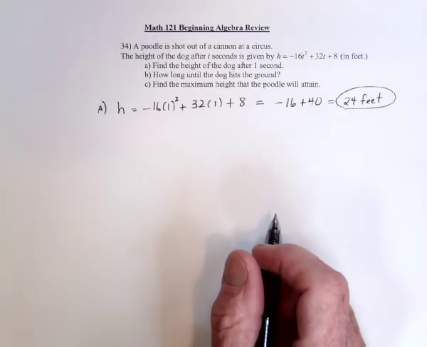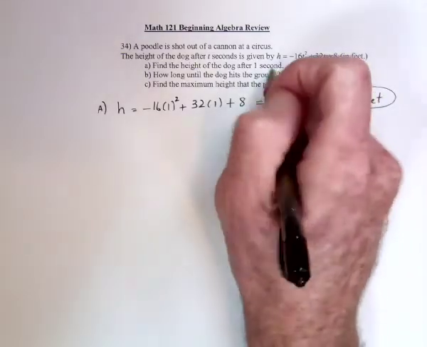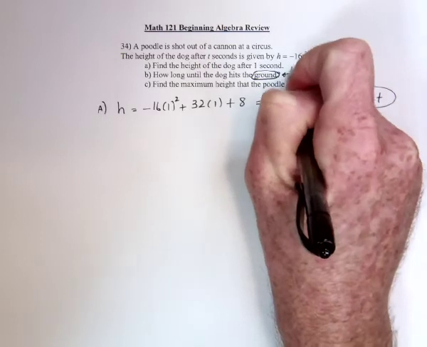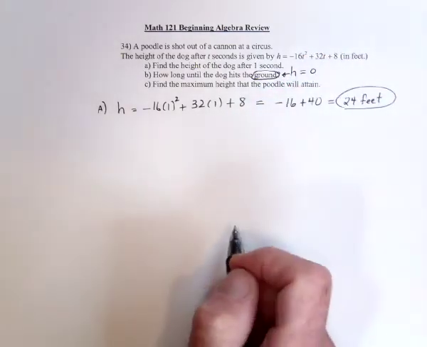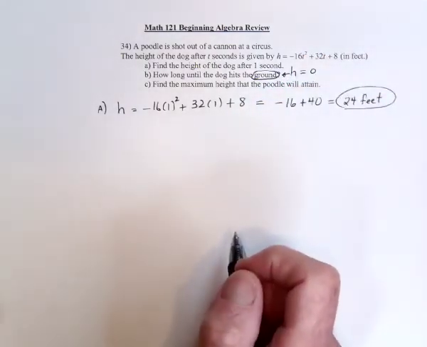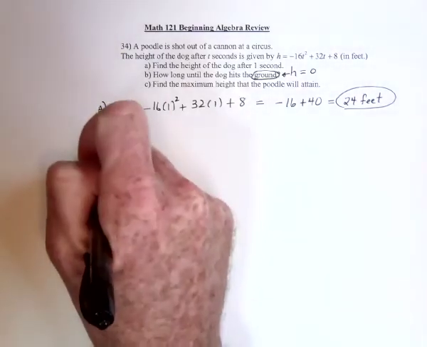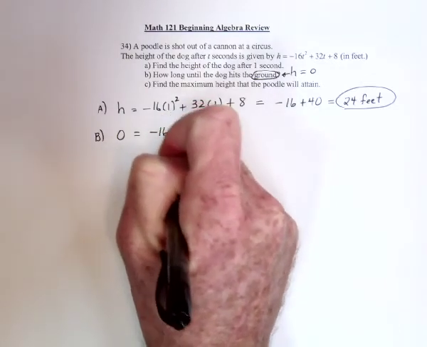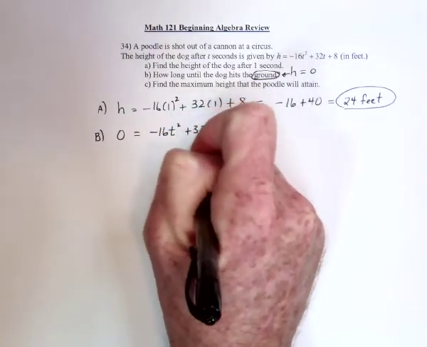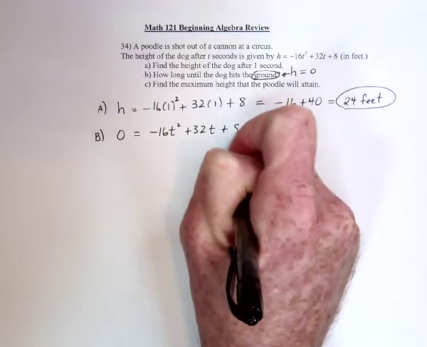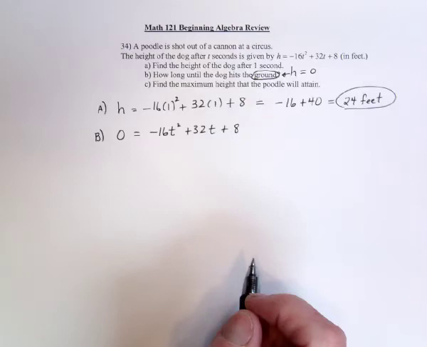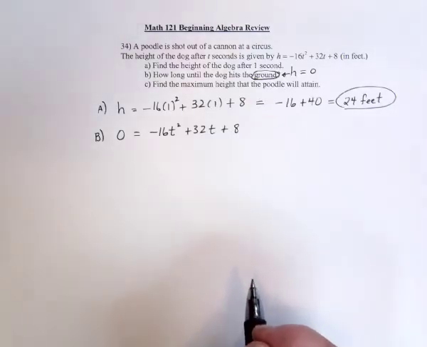How long until it hits the ground? Well, when it hits the ground, what's the height? That means height equals 0. It's 0 feet off the ground. So for part B, put a 0 for h. And then either factor or use quadratic formula. Since I know quadratic formula works every time, I'm going to go ahead and use quadratic formula.